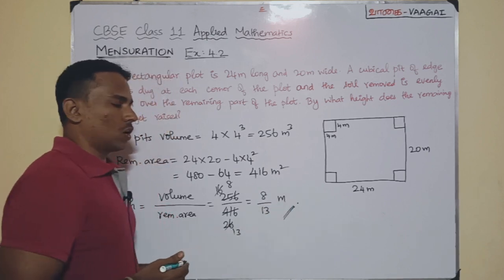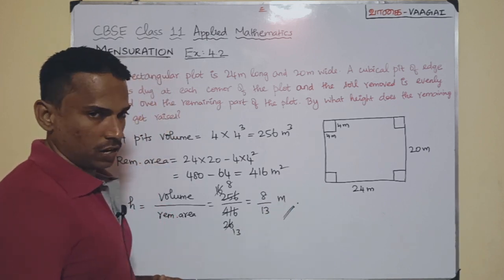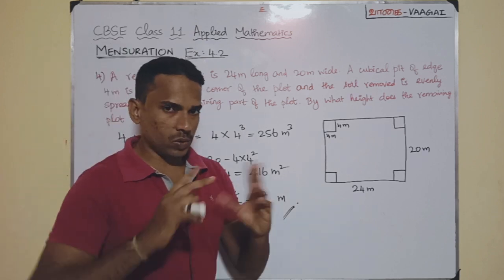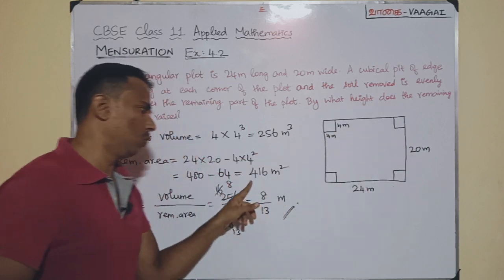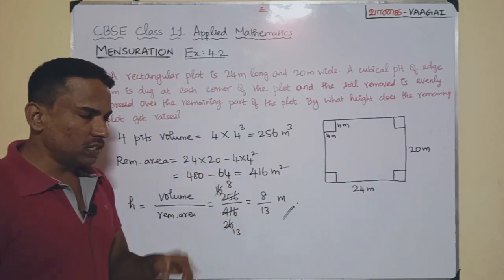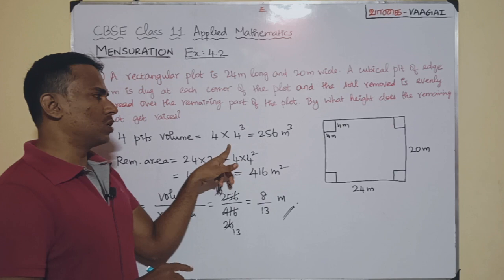Okay, fine. Yes. So I hope the way we solve this problem is very clear to you. So let me quickly explain it. Total area of the rectangle. From this, I'm removing these four squares, I'm getting this area, and in this area only they are going to spread this much soil.